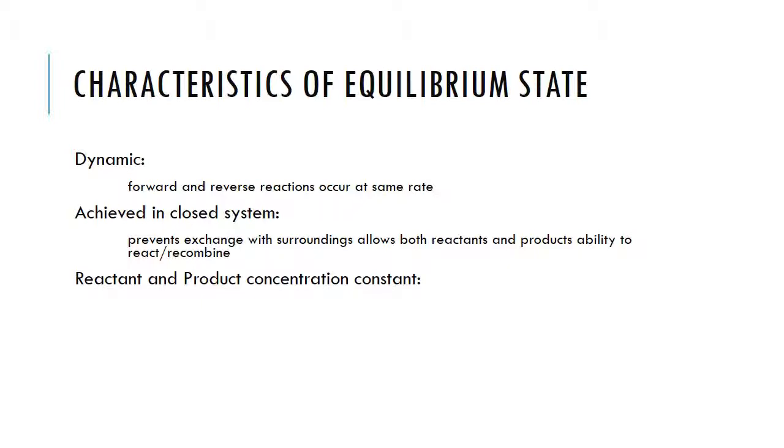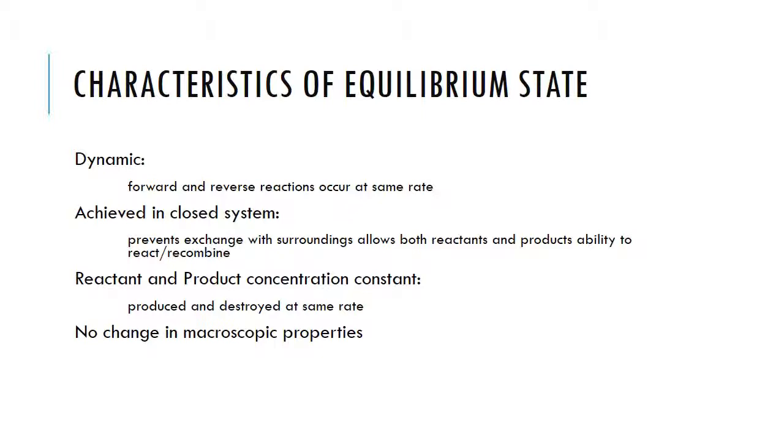Third, at equilibrium, the reactant and product concentration stays constant. It does not change. The products are being produced and destroyed at the same rate. So we see no net change in the concentrations if we are to measure them at this equilibrium state.